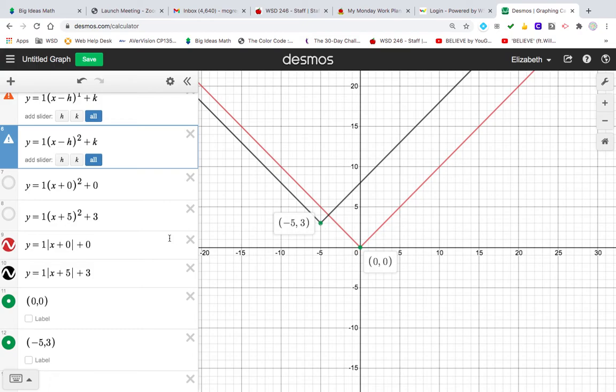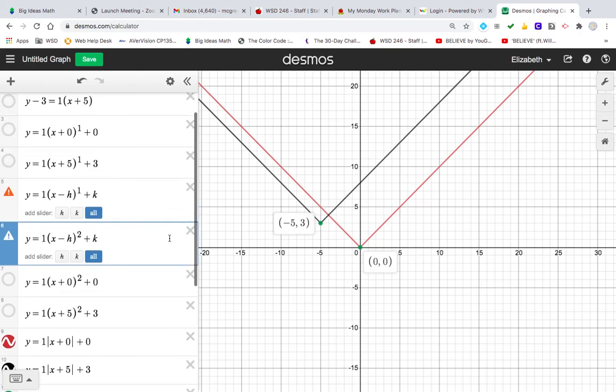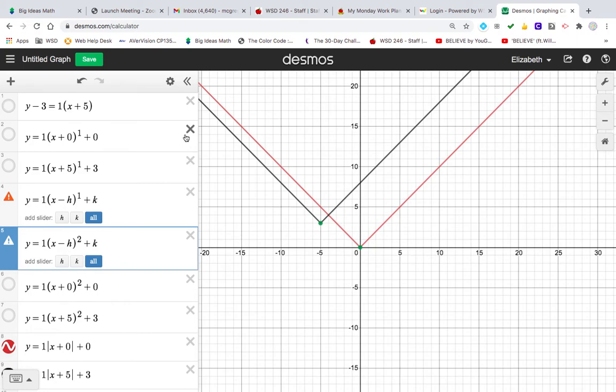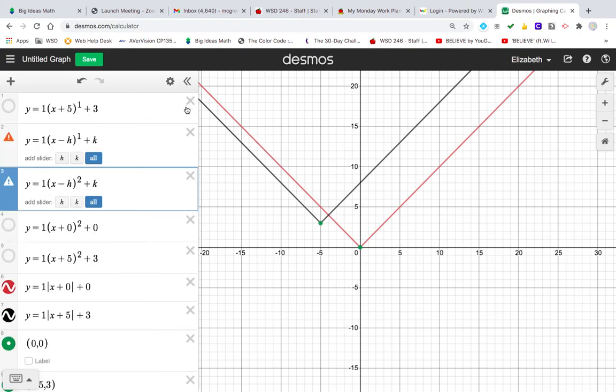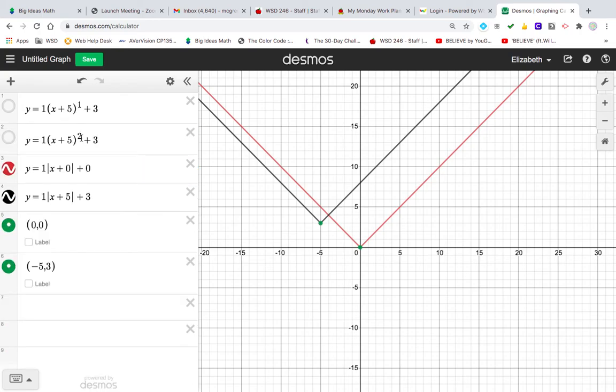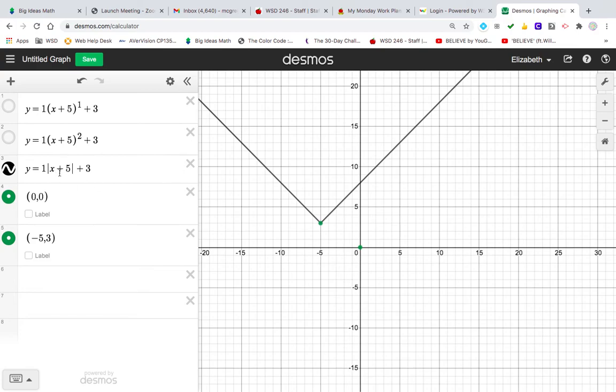So what I want to do is talk about the pattern we see in the equations. So I'm going to take out a bunch of these equations up here. I'm going to take out this guy, and this guy and this guy. So I just want the (5, 3). I'm going to take out this guy and this guy. And I've got a power of 1, a power of 2, and I've got the absolute value.